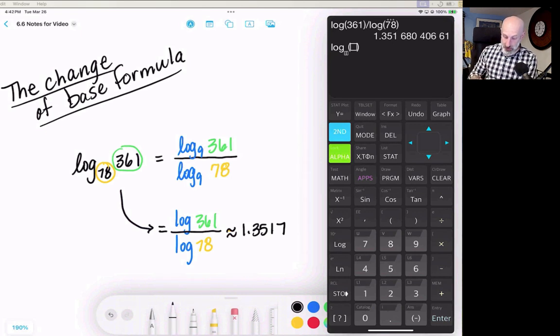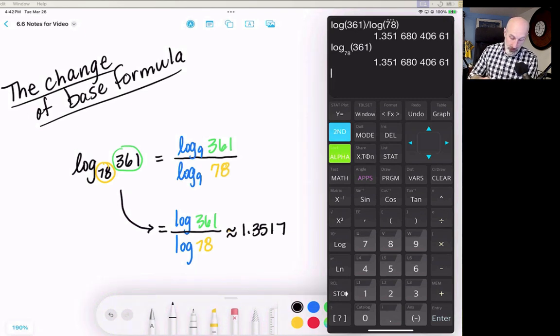This one actually gives me subscript of 78 and an argument of 361. I can compare to make sure that it works. And what do you know? I get the same value out to all the places that are visible.